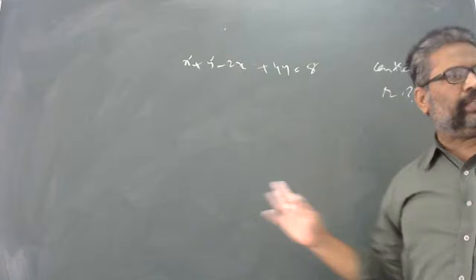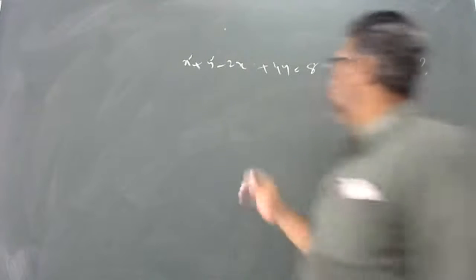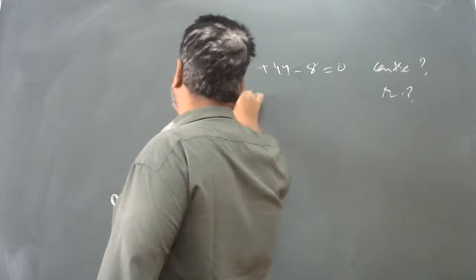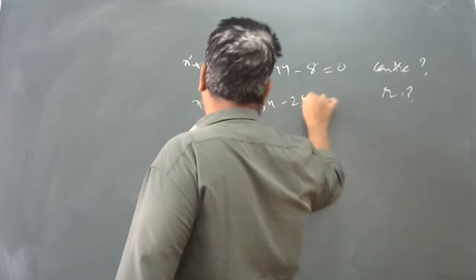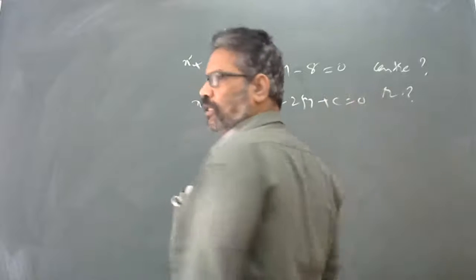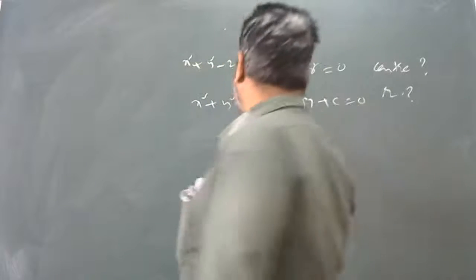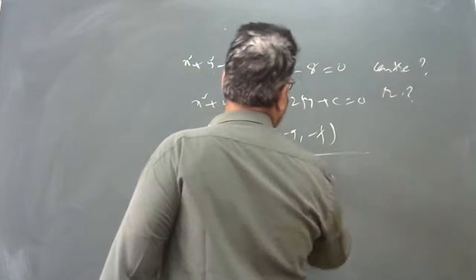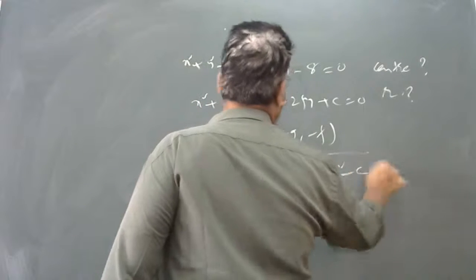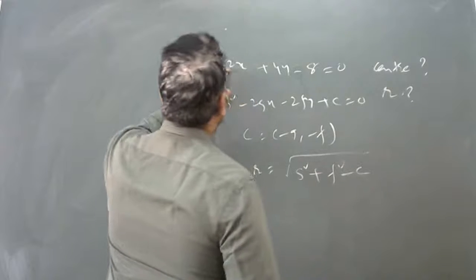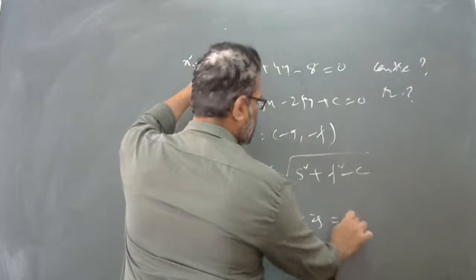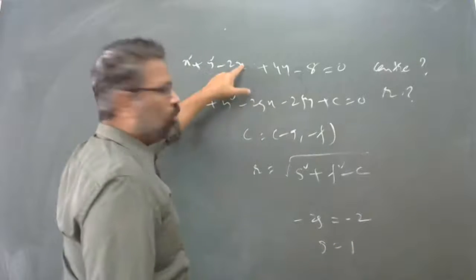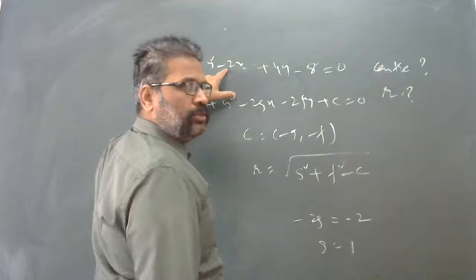First, you have to compare this with the standard form of this equation. So you write this as equal to 0, right? The standard form equation is x square plus y square plus 2gx plus 2fy plus c equal to 0. Now center is (minus g, minus f), and radius is equal to root of g square plus f square minus c. Now compare: minus 2x is equal to 2gx, so minus 2 is equal to 2g, so g is equal to minus 1.